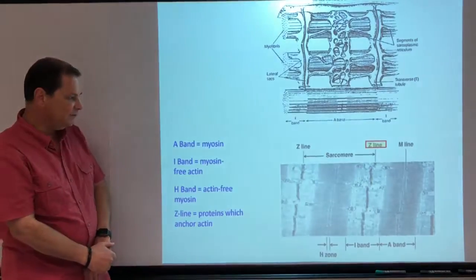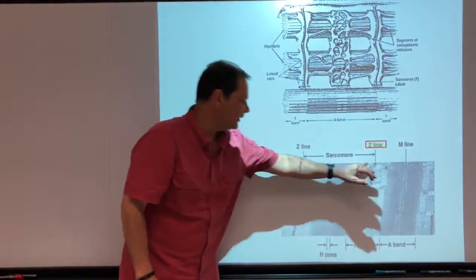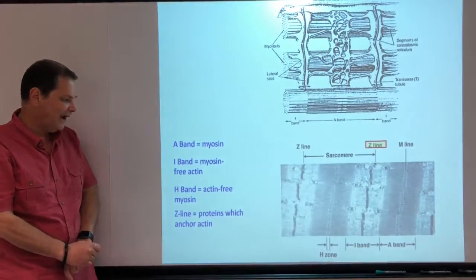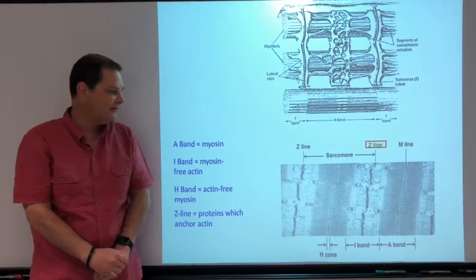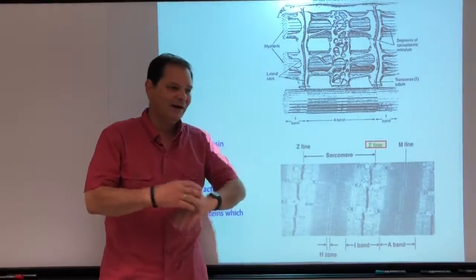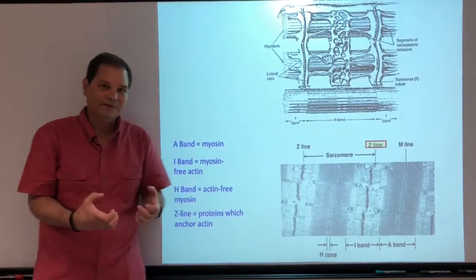And finally, you should know the Z lines, which border the sarcomere here and here. These are proteins which anchor the actin. So the actin connects to other proteins at the Z line, and those proteins sort of hold the actin in place, okay?